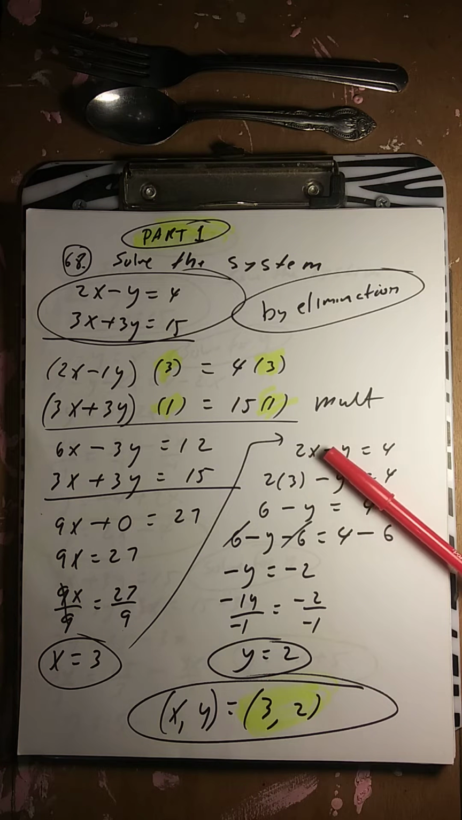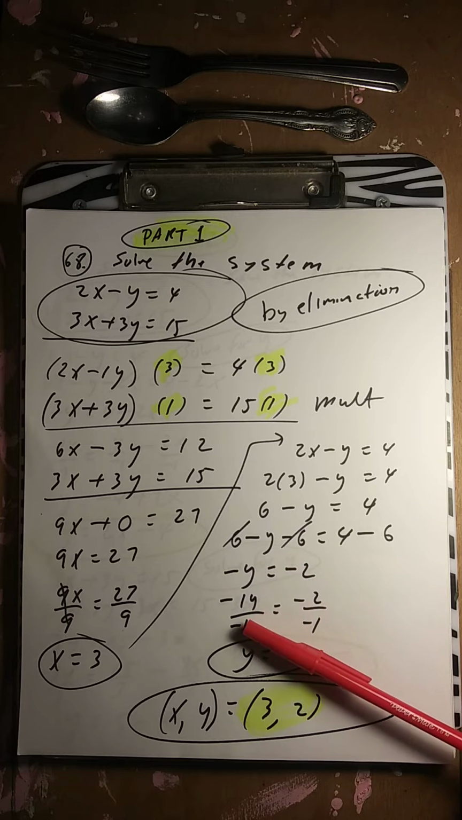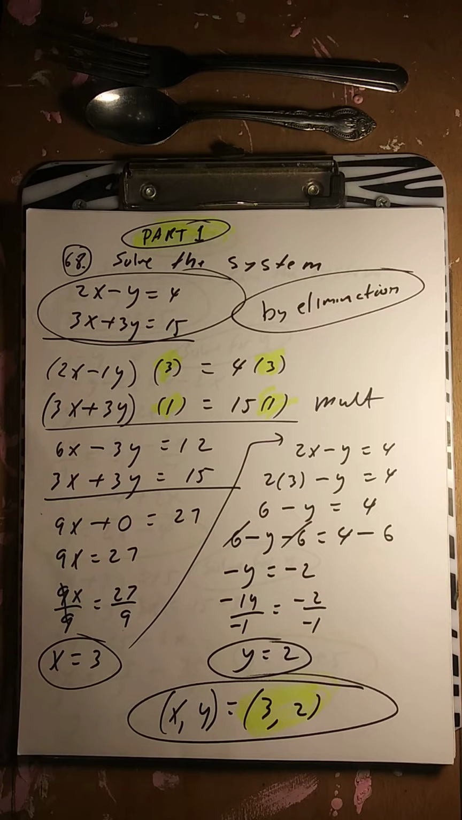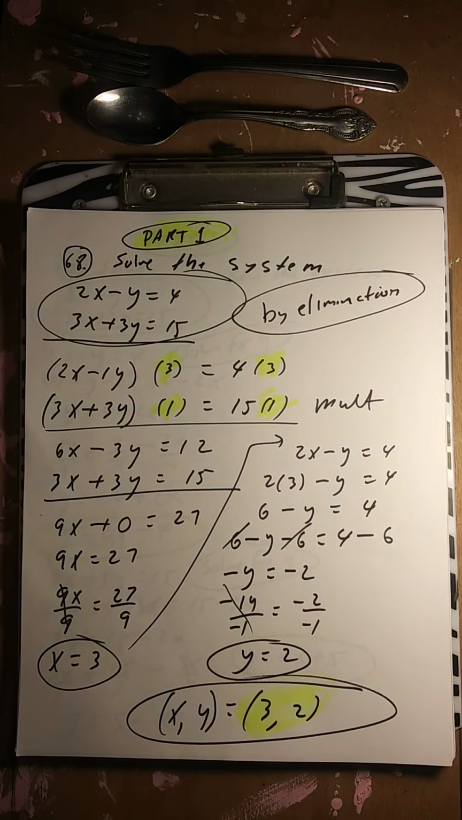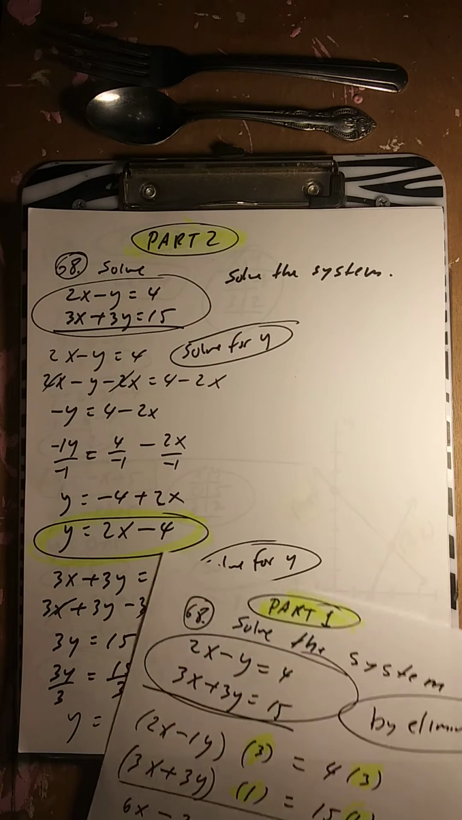Substitute back in there. 2x minus y equals this. Put it in there for that. 6 minus 6, minus 6. Negative y equals negative 2, divided by negative 1, divided by negative 1. Yes, these are gone again. Right there. So guess what? y equals 2. So the answer is going to be what? 3 and 2 by elimination. Okay.